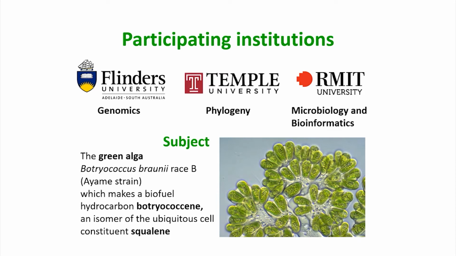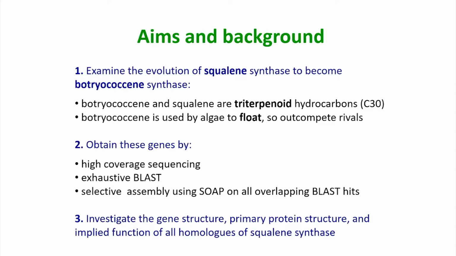Now this fuel, botryococcene, is an isomer of a ubiquitous cell constituent called squalene. We'll go into that. So we aimed to examine the evolution of squalene synthase enzyme to become botryococcene synthase enzyme. Both of these hydrocarbons are triterpenoids with a carbon length of 30. And at least the botryococcene is used by algae to float. By doing this during the Jurassic, it outcompeted its rivals in stagnant water by floating up near where the gases are.